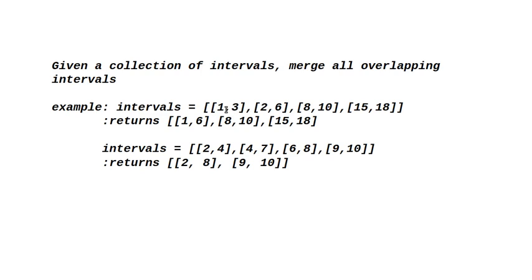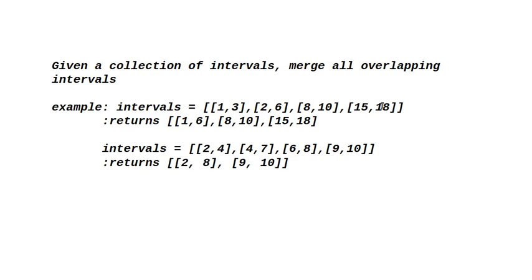In this case, we have 1 and 3, and the second interval is from 2 to 6. So 2 would be a subset of 3, so we have to merge that. So we're going to have 1 and 6. And in this case, there's an 8. 8 doesn't overlap with 6. It remains isolated, so 8 and 10 as a separate interval.